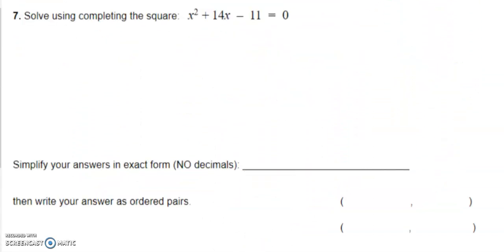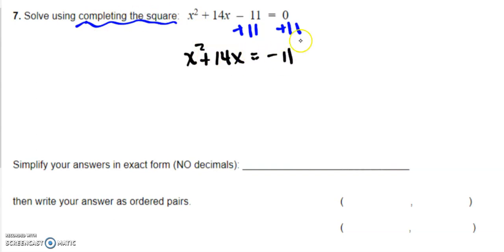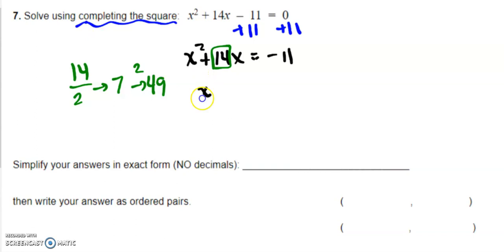Next one, solve using completing the square. So the process is the same, except this time, instead of getting y by itself for vertex form, I'm actually looking to solve for x, because this whole thing is set equal to 0. So I'm going to start, as always, by moving that c value over. I get x squared plus 14x equals 11. Take that b value, divide it by 2, which is 7, square it, which is 49. So I'm going to add 49 on this side, and I'm going to add 49 on this side.